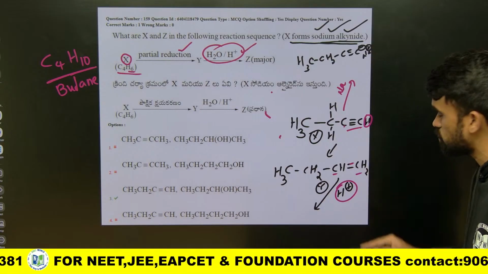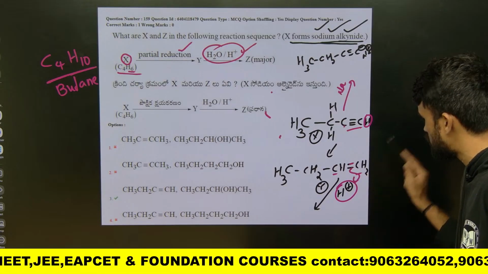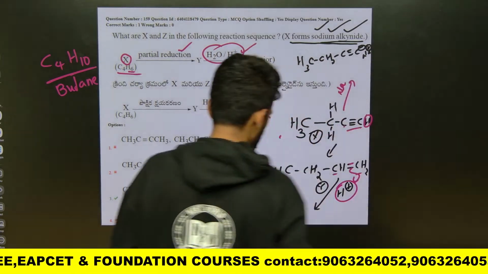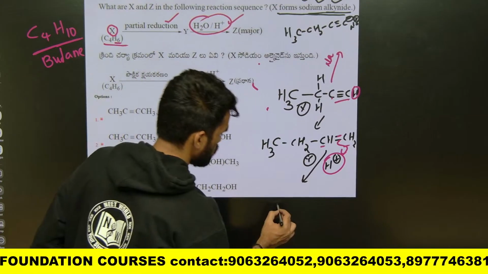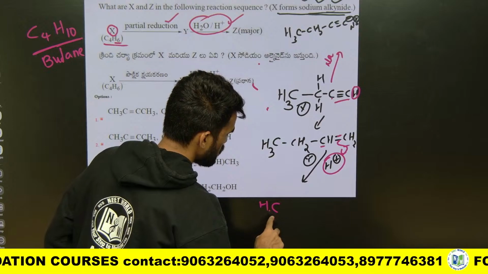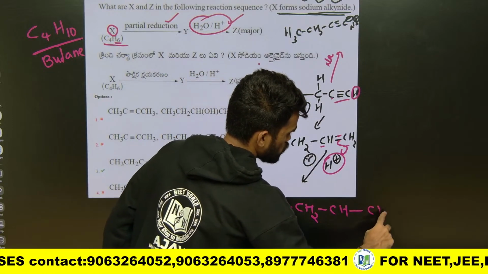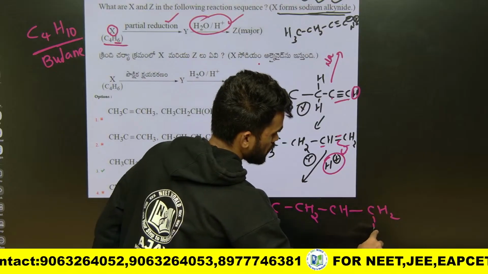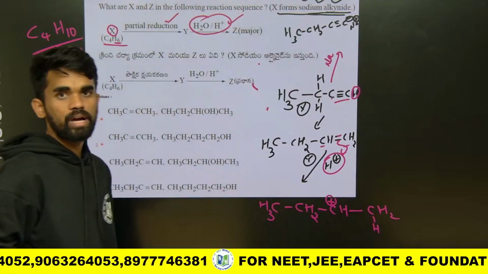Now pi electrons will act as nucleophilic centers and will take this proton. Now what are we getting? We are getting a stable carbocation. Write the stable carbocation here: CH3, CH2, CH, CH2. See, I am adding H plus here and the carbocation is generated on this carbon. Secondary carbocation is more stable.